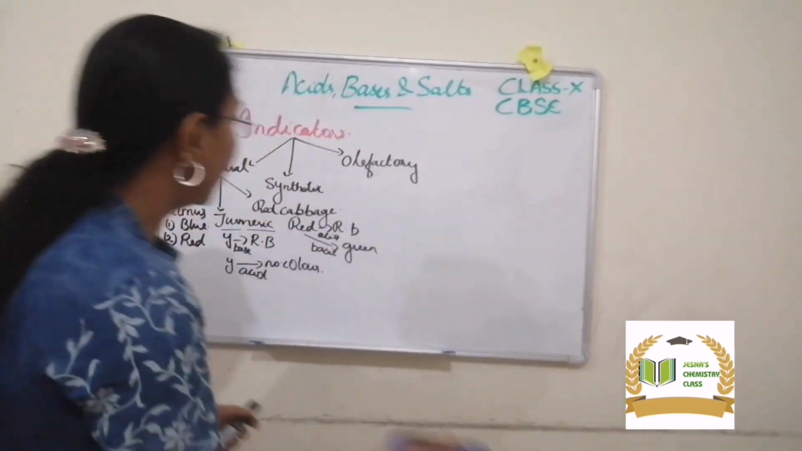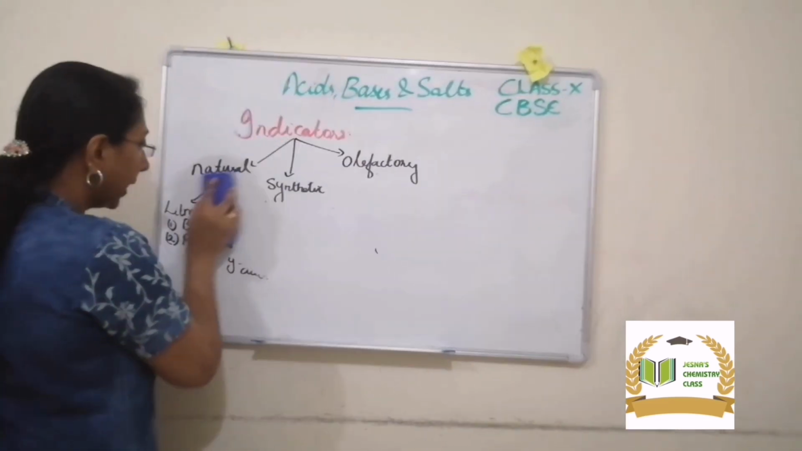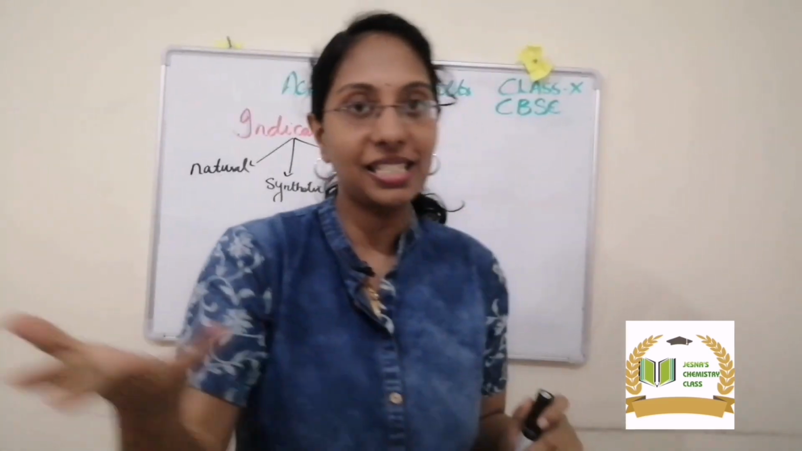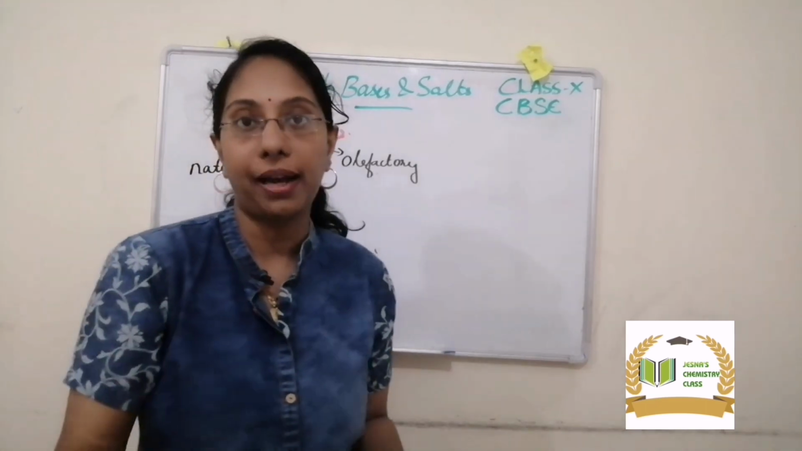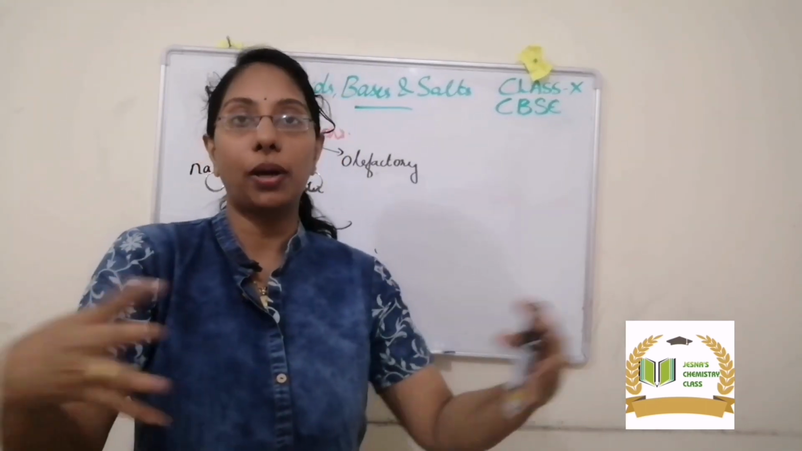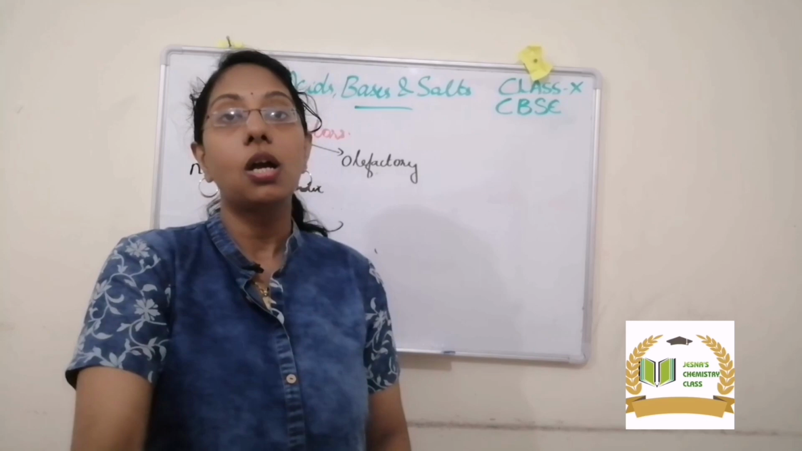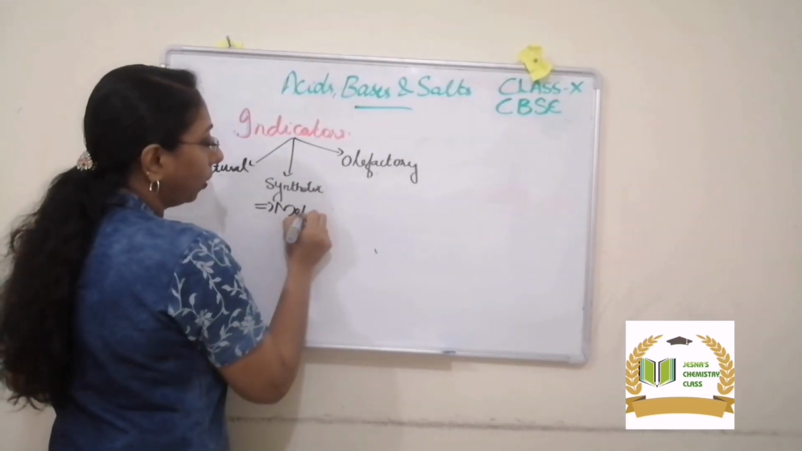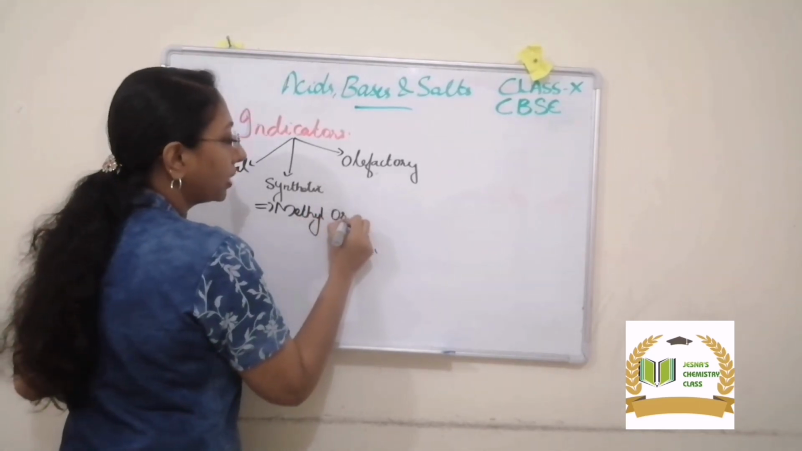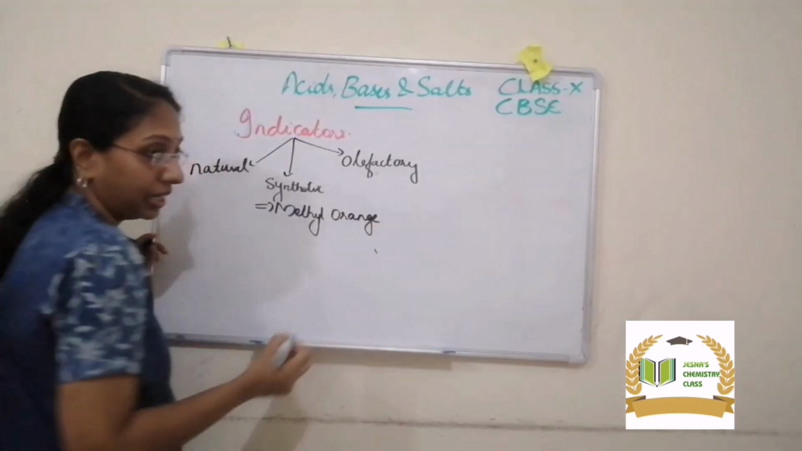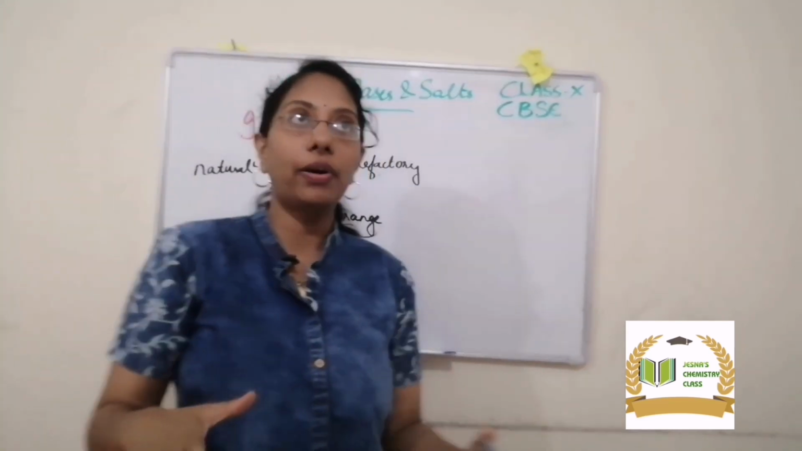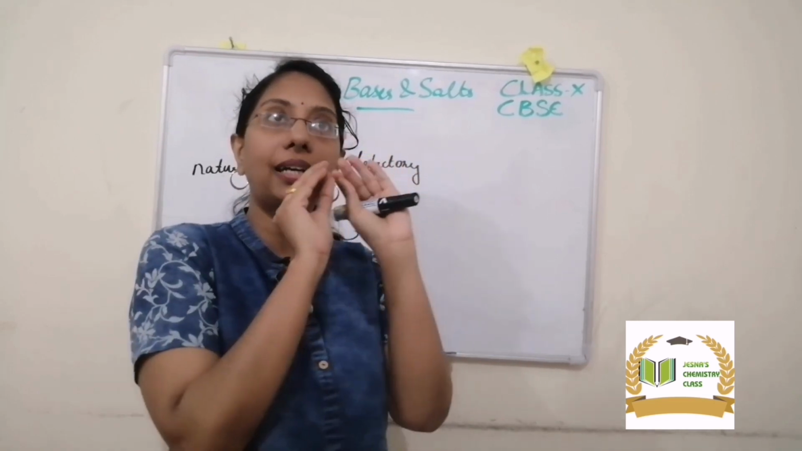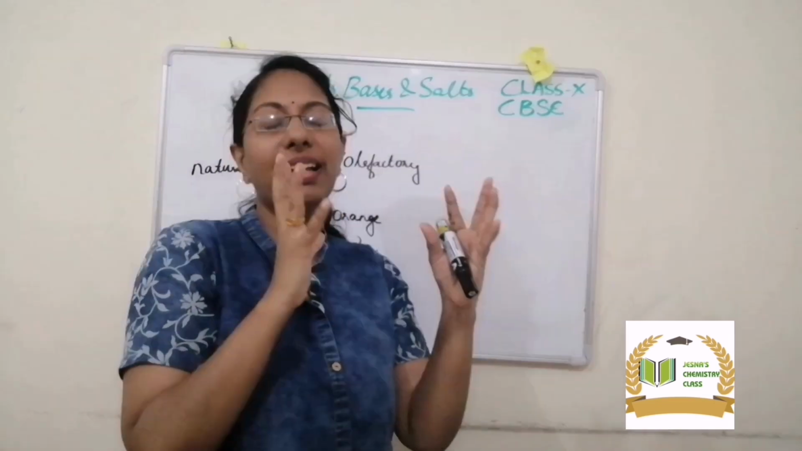Next come our synthetic indicators. From the word itself, it's clear that these are something we are preparing, or some chemical substances which we mix to produce these types of indicators. The first one we are going to discuss is methyl orange. It is also a synthetic indicator. I think most of you have seen methyl orange in your laboratory. It will be a light yellow or orange color.